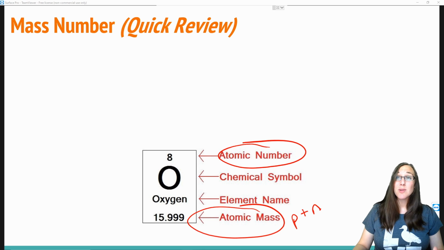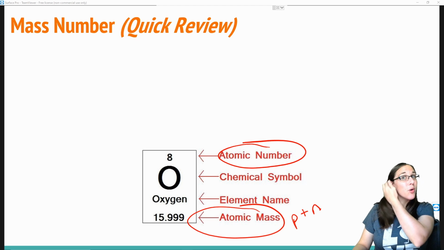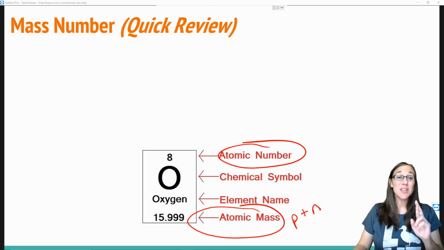Now remember, the protons are the ones with positive charge, the neutrons are the ones with neutral charge, hence neutron. So those two together are inside the nucleus and they make up that mass value.